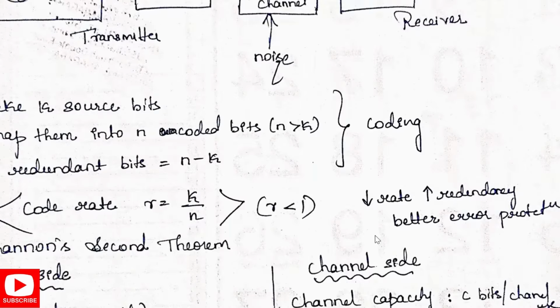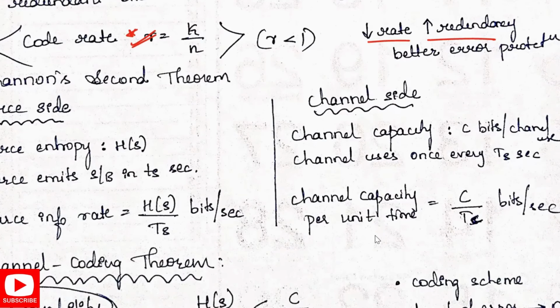Consider we take k source bits, mapped to encoded bits where n is always greater than k. We have redundant bits, that is n minus k, so our code rate will be k by n. This is also an important formula that you have to know while solving problems. As the rate decreases, the redundancy increases, giving better error protection. So this is Shannon's second theorem.